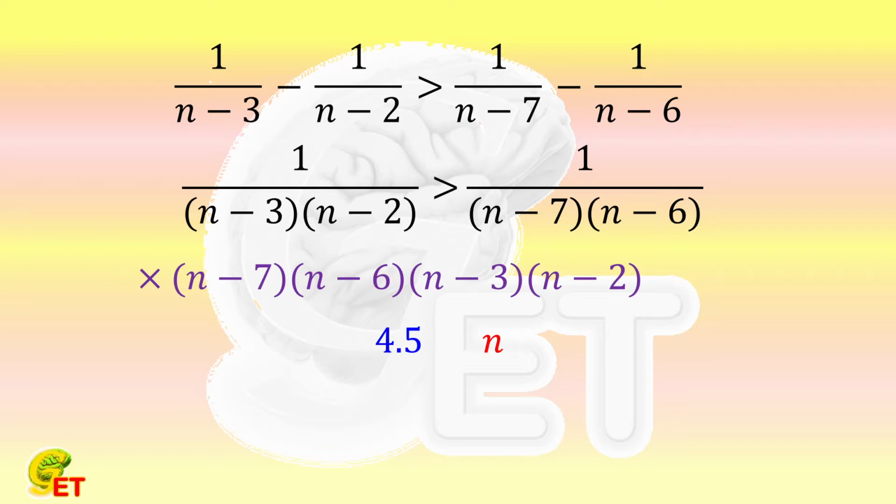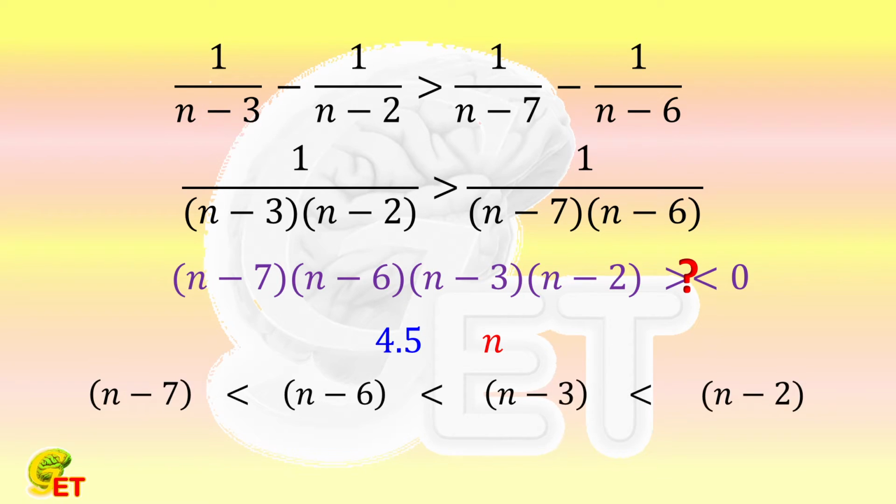During these aforementioned operations, has the direction of the inequality sign changed? That depends on whether the product of those factors we just multiplied by is bigger or smaller than 0. The order of the four factors, n-7, n-6, n-3, and n-2, is very clear. But we don't know which of them are bigger or smaller than 0, so the key is to determine the position of 0. If 0 is smaller than all of these four factors, that is, n is bigger than 7, the product of the four factors is bigger than 0. So during the aforementioned operations, the direction of the inequality sign does not change.